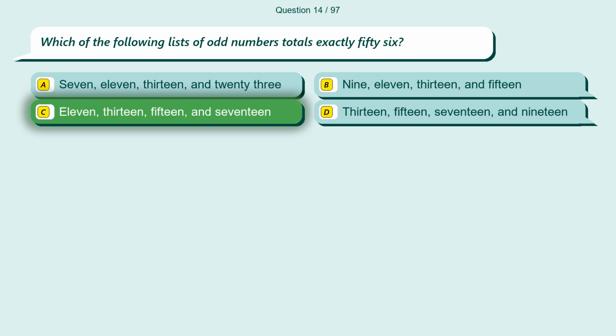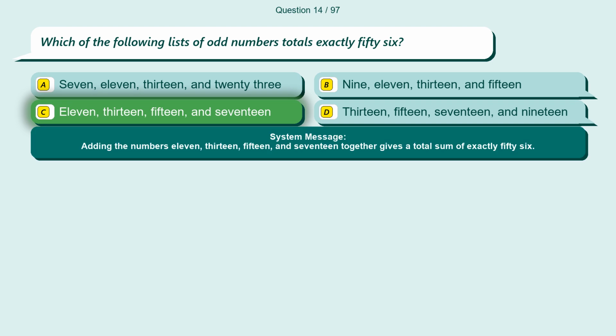The correct answer is option C, 11, 13, 15, and 17. Adding the numbers 11, 13, 15, and 17 together gives a total sum of exactly 56.